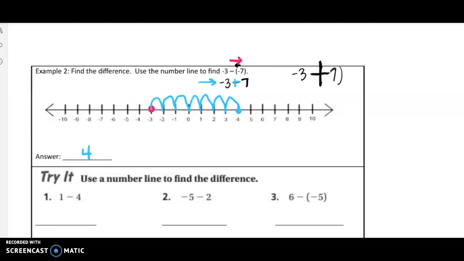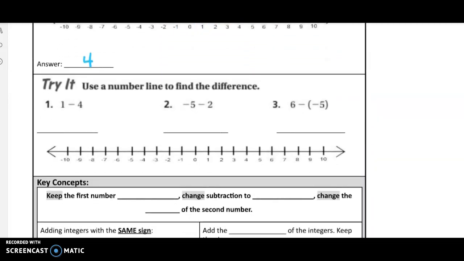So now you are going to do the trials on your own.